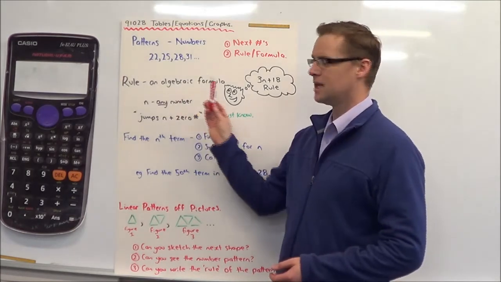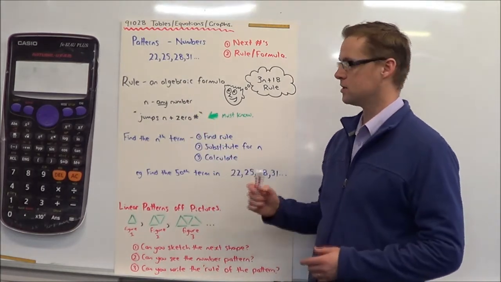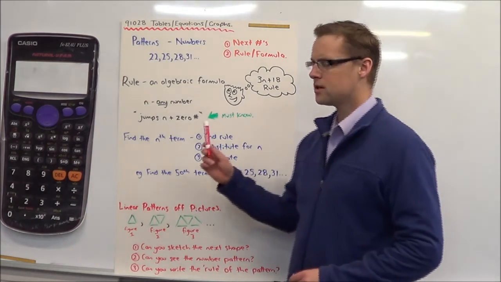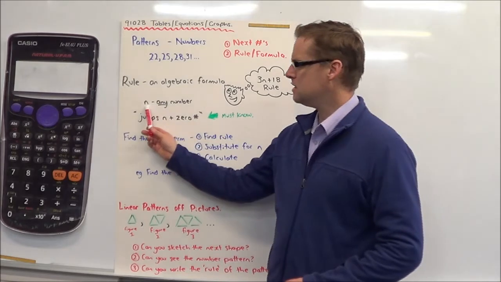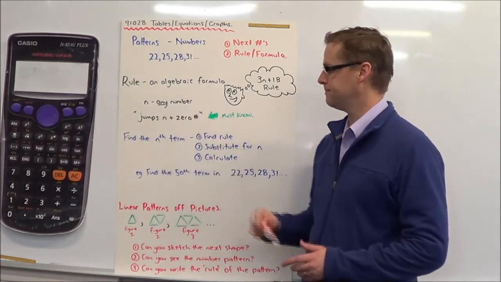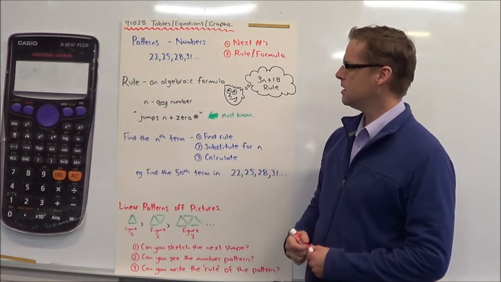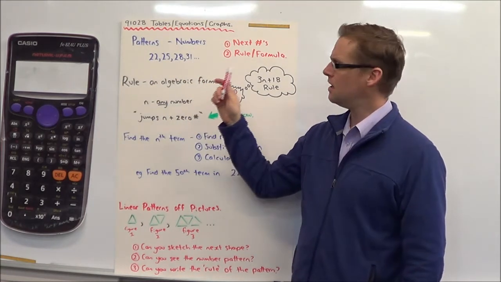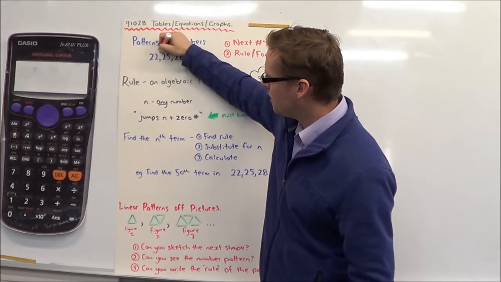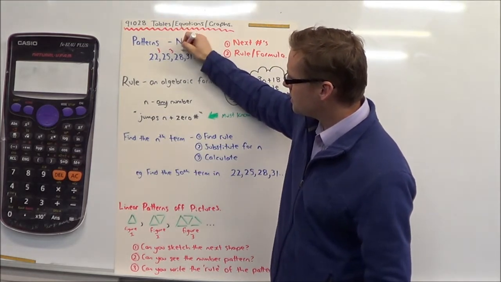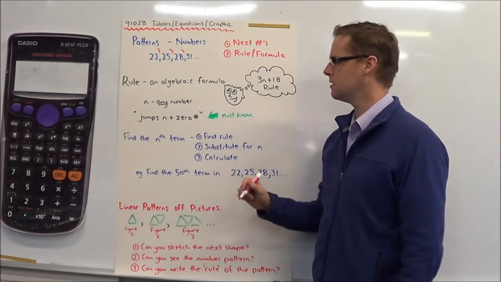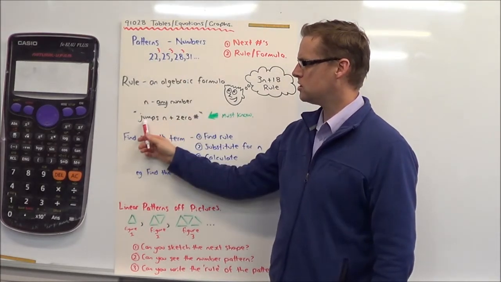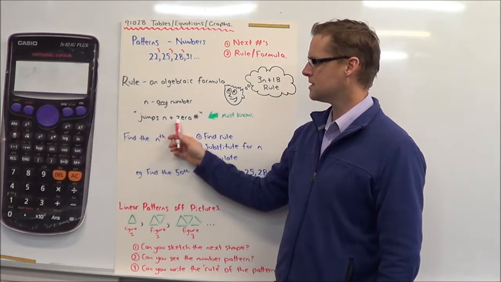The rule is an algebraic formula. So we've got a little bit of coefficients and a bit of a variable in there. I like to use the letter n. N stands for any number in that term. And the way I look at it is I look at this pattern of numbers and I can see that every time it's going up by 3, that's consistent. I do have a pattern. So I consider that to be jumping by 3. So jumps n plus the 0 number.